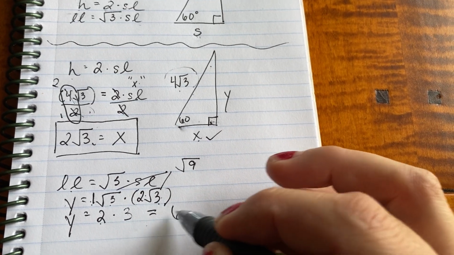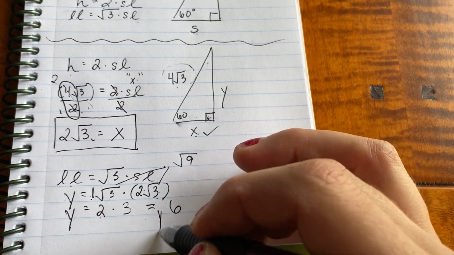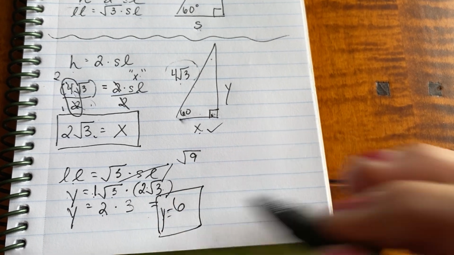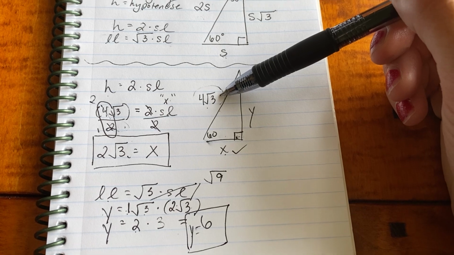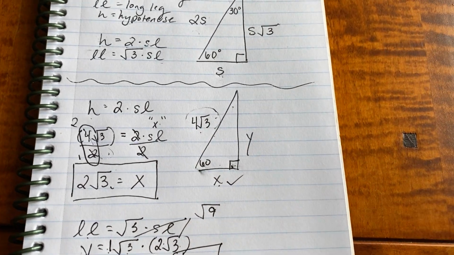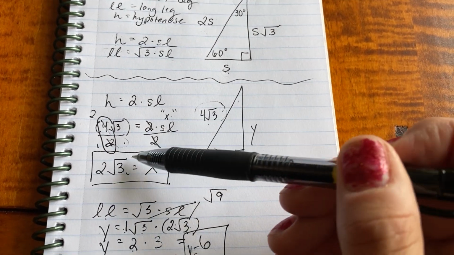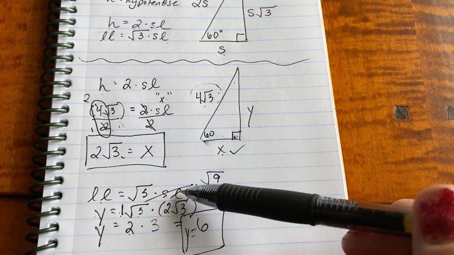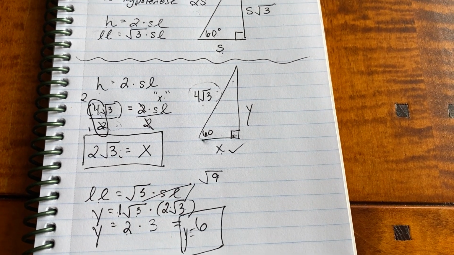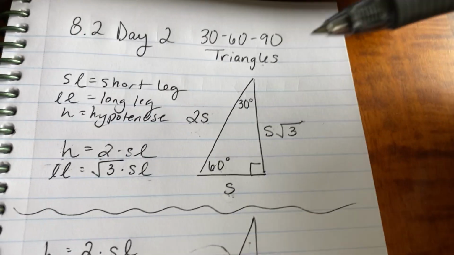So now we know that y, let's throw this down here, y is equal to 6. So given the hypotenuse, I know we didn't really work backward, but we'll say that, work backward to get the short leg. And then once we had the short leg, we could then go ahead and use that to get our long leg length.